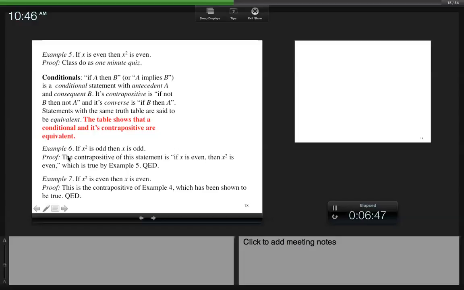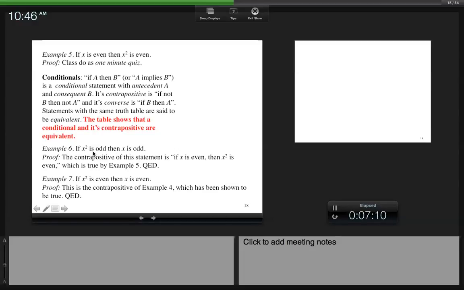what is the contrapositive? You basically switch A and B, and remember the negation, so that's why you have even over here. So the contrapositive is: if X is even, then X squared is even. But we basically proved this in the previous slide.